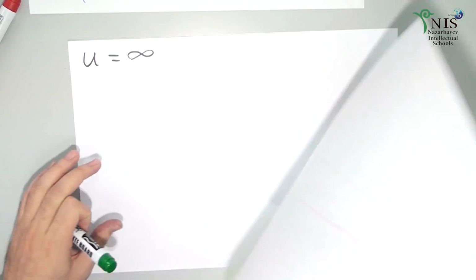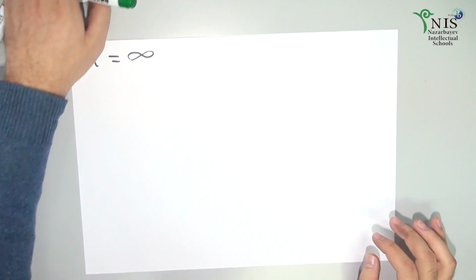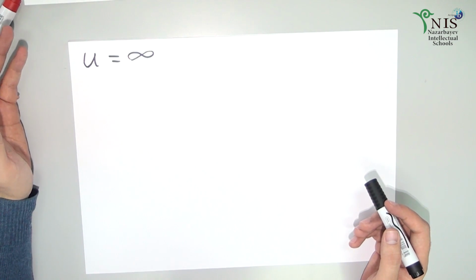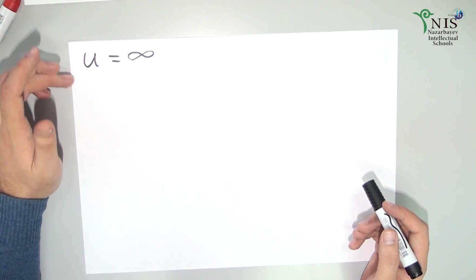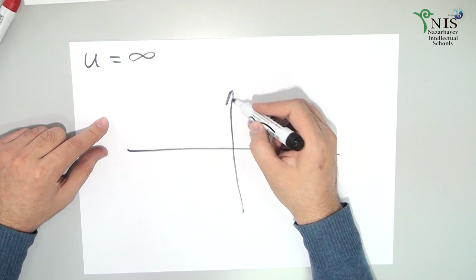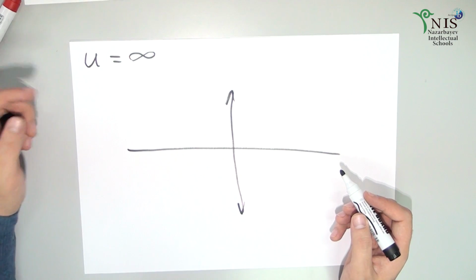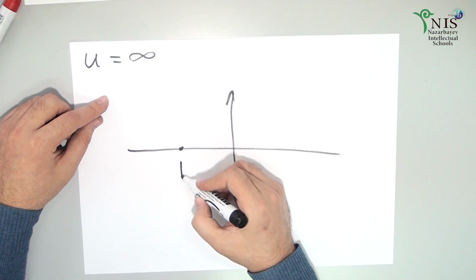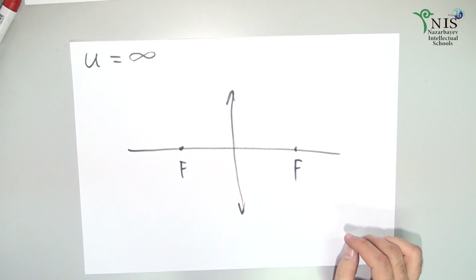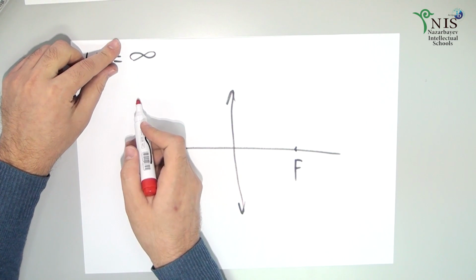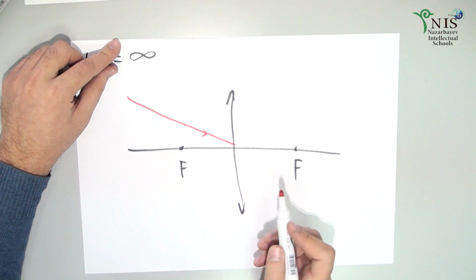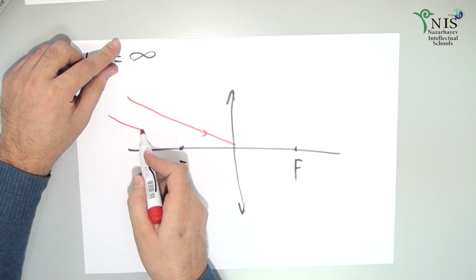And the last example of special cases. What happens if the object is at infinity? We can see this, for example, when we look at distant stars using telescopes. The distance between the star and the telescope is very large, so we can say it's close to infinity. What happens here? Since the object is very far from the lens, the rays come in parallel.